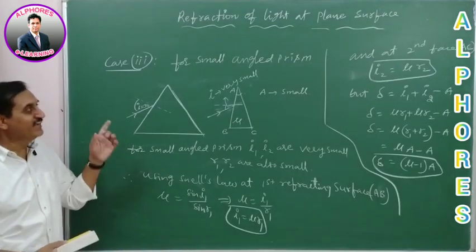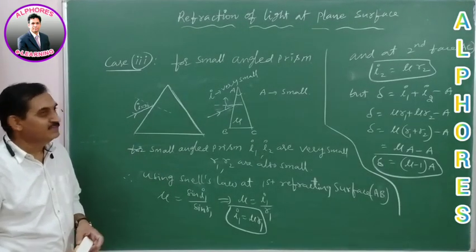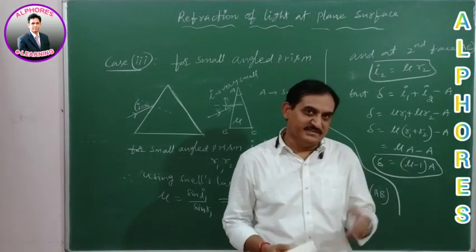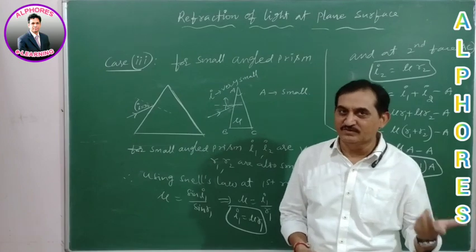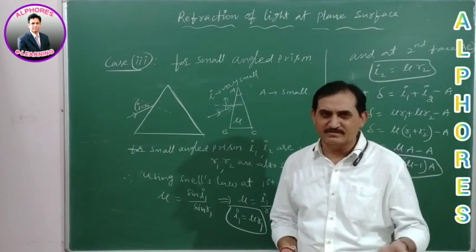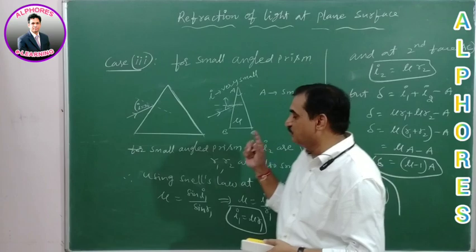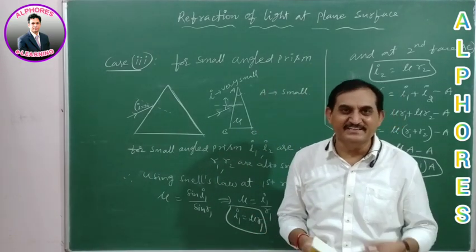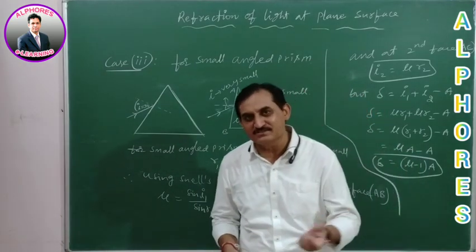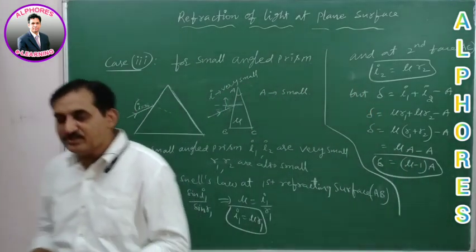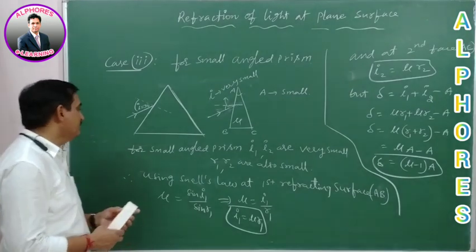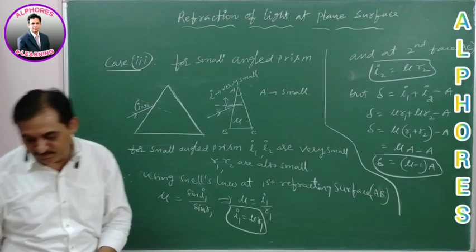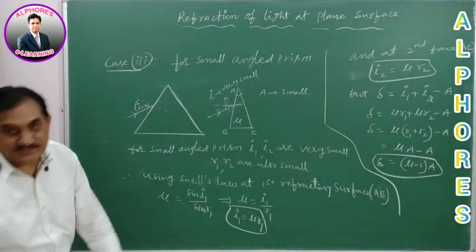Case 3, for a small angled prism. In the sense, the angle of prism is very small. It is not a big one. 30 degree, 40 degree, 45 degree, 60 degree are greater amounts. But here, a small angled prism is very small, either 3 degree, 2 degree, 4 degree, something else. In such a case, for a small angled prism, the angle of incidence and angle of emergence will also be very small. How? Let us see.